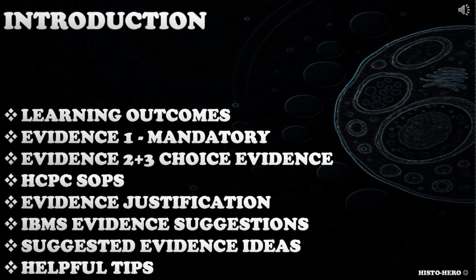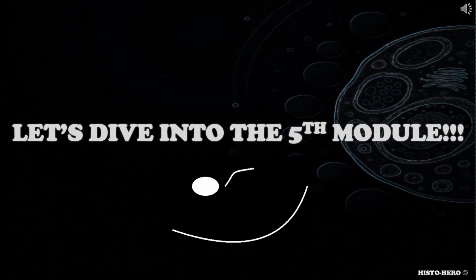So, just a quick introduction to this video. It will be short and sweet, I promise. It will be focused on the learning outcomes, different types of evidence, and HCPC SOPs that need to be met in this module. We will discuss evidence justification and IBMS evidence suggestions. I will share with you some of my evidence ideas, and we will finish with some helpful tips to make your portfolio really good. With all that said, I hope you will enjoy the content of my video and I hope you will learn a lot. So let's dive into the fifth module of the second section.